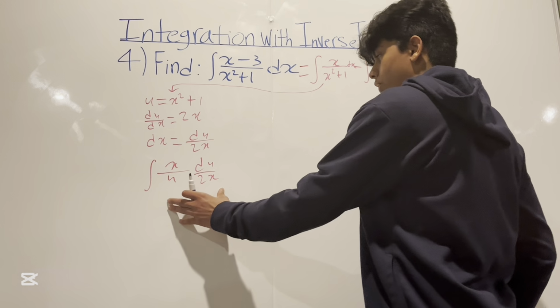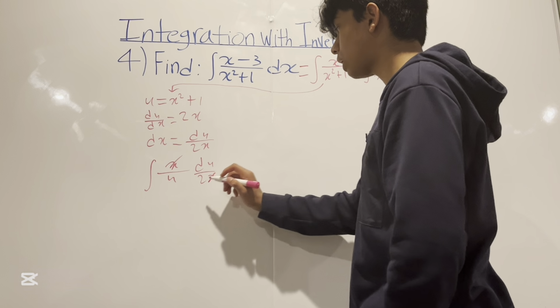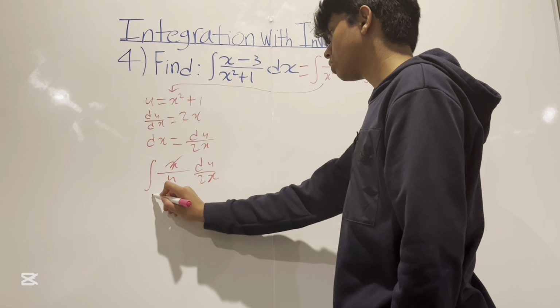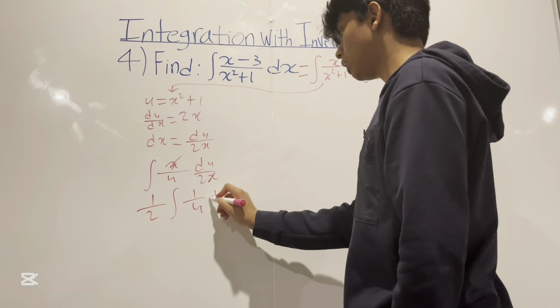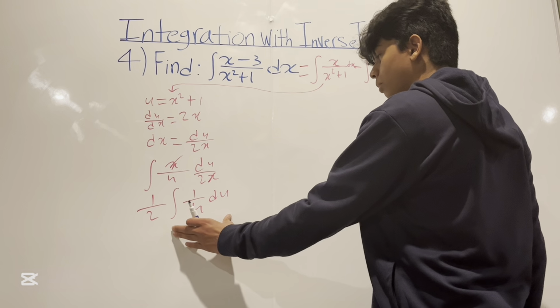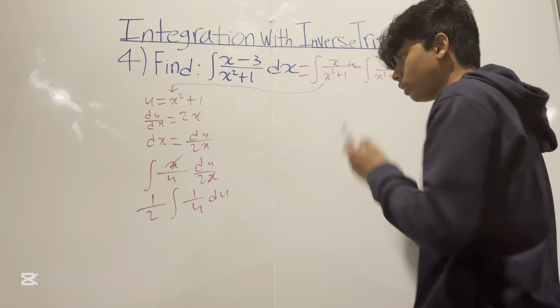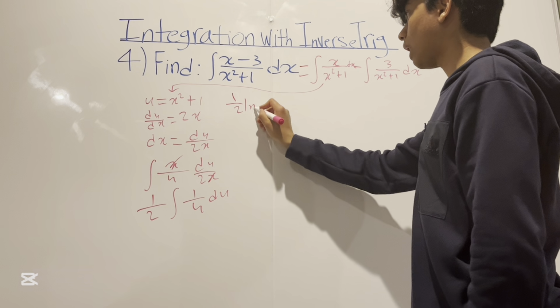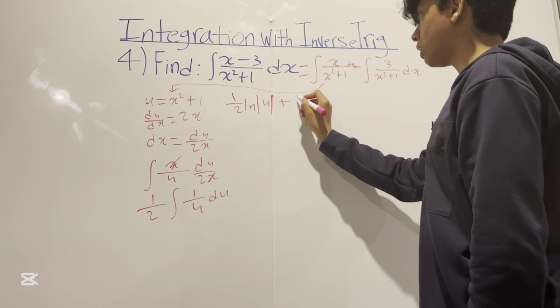And now, if you see here, we can actually cross off these x's. So we crossed off the x's and we're just left with 2, which we can just take to the outside. So we just have 1 over 2, integral of 1 over u du. And now this is a lot more familiar because the integral of 1 over u is just ln u. So let's go up here. This is just going to be 1 over 2 ln absolute value u plus c.